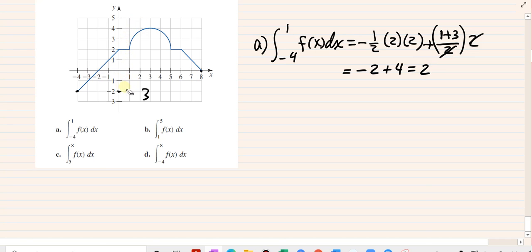All right. And there we are done with part A. In part B, the definite integral from 1 to 5. So now we're moving forward from 1 to 5.